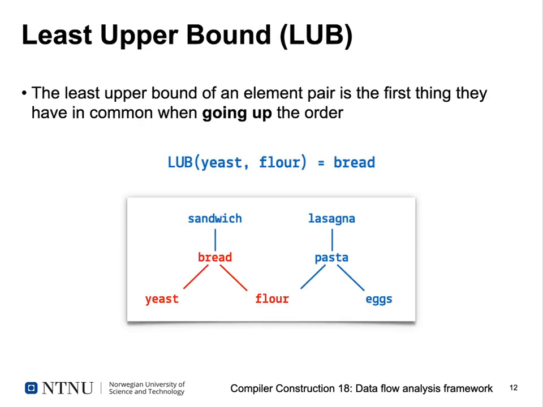Now, in order to enable better analysis, we need to define some properties on these relations or on our Hasse diagrams. The first property we're going to define here is the so-called least upper bound, or LUB. The least upper bound of a pair of elements is the first thing they have in common when going up the order. So in our example here, the least upper bound of yeast and flour would be bread. And also the least upper bound of flour and eggs would be pasta.